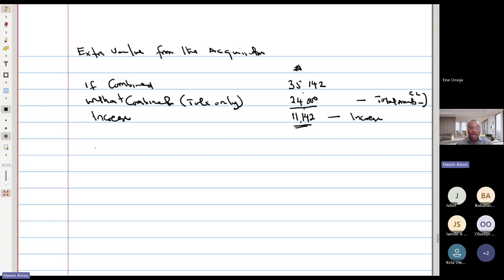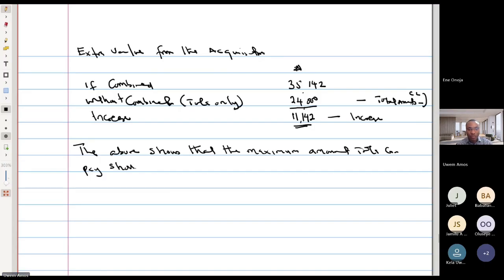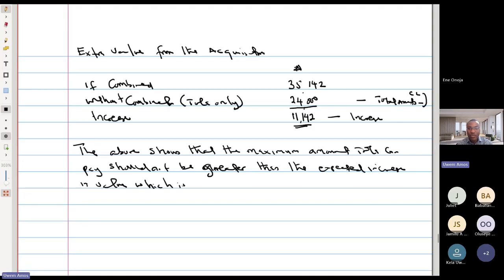So we can say that the above shows that the maximum amount Tolade can pay should not be greater than the expected increase in value, which is 11,142.